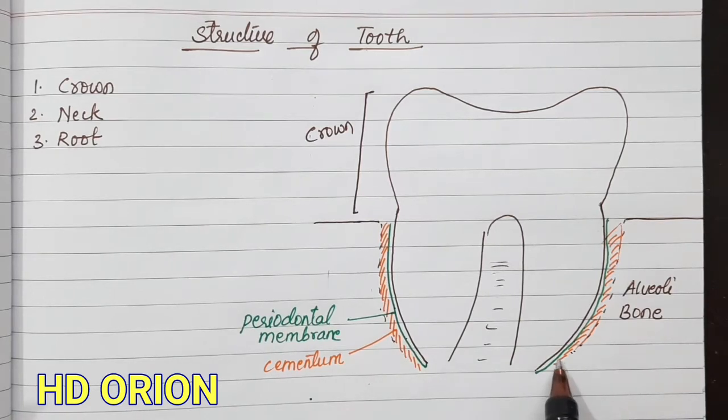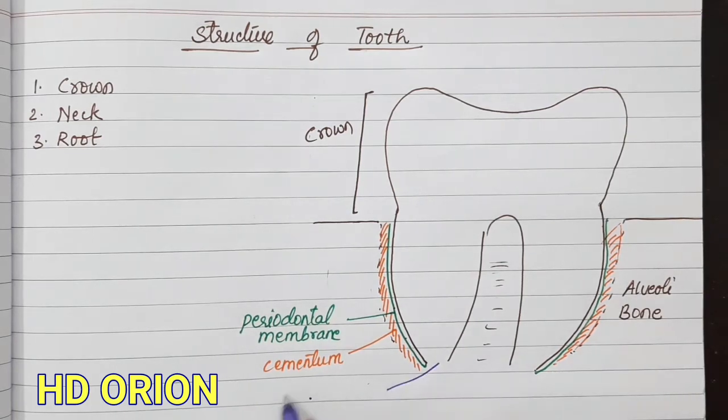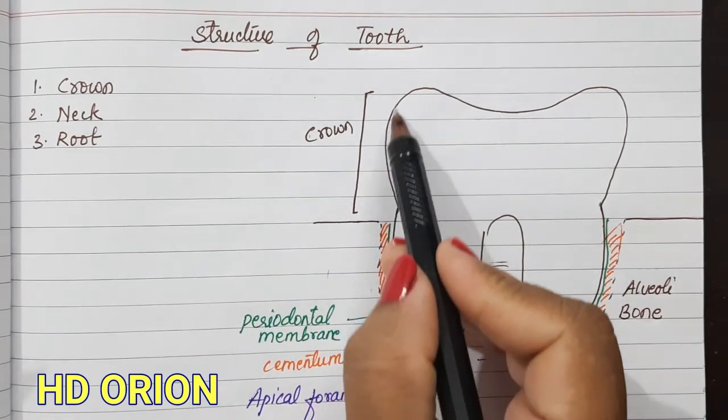So this is present over here, and there is an opening over here. This opening is called as apical foramen. This is the apical foramen, and the part which is above is the crown.